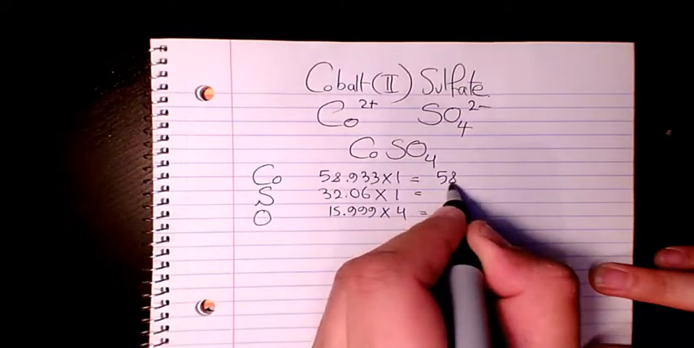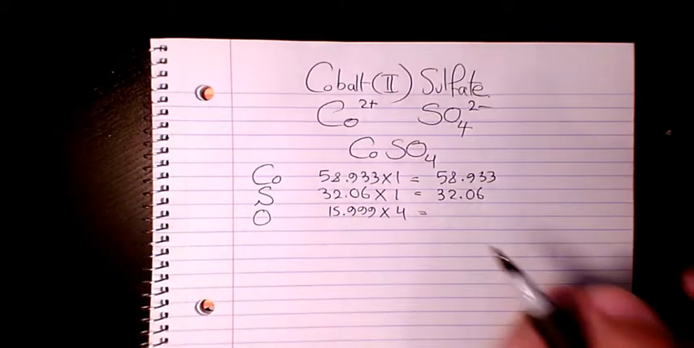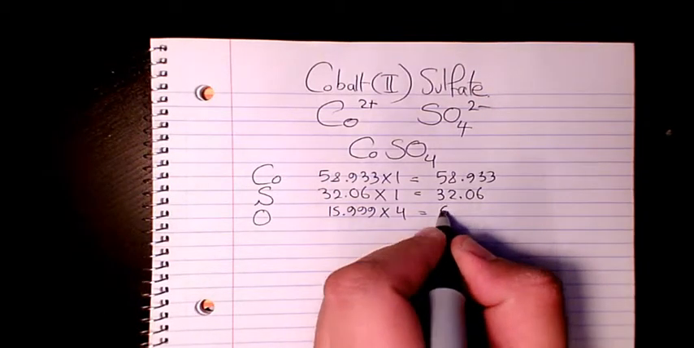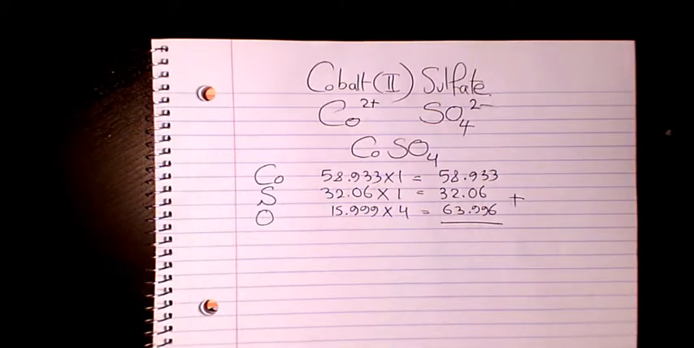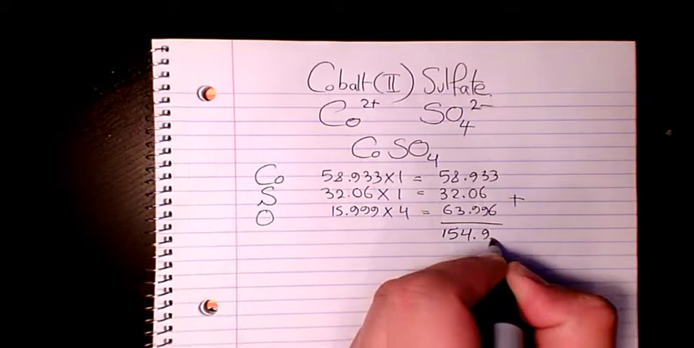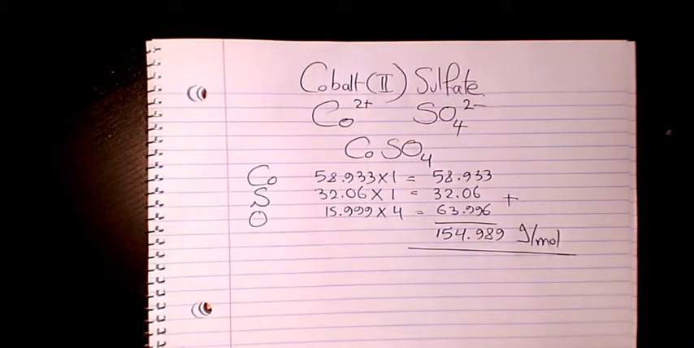So let's make it 58.933, 32.06, and here we have 15.999 times 4. That's 63.996, and then you need to add them. 58.933 plus 32.06 plus 63.996. That makes it 154.989 grams per mole. So that's the molar mass of cobalt 2 sulfate.